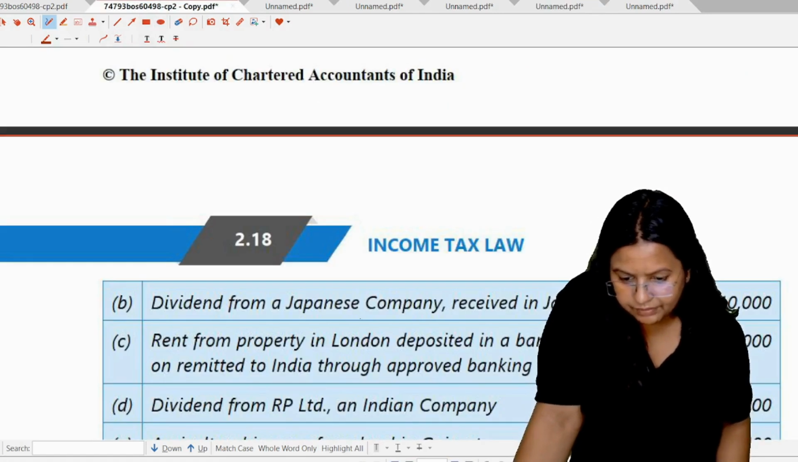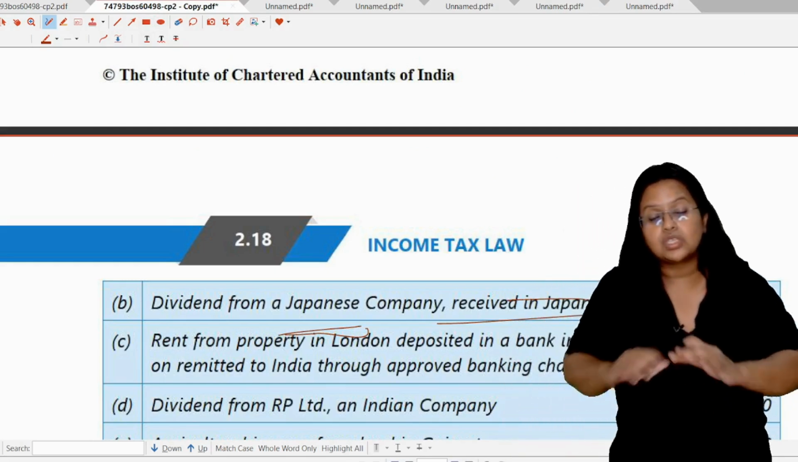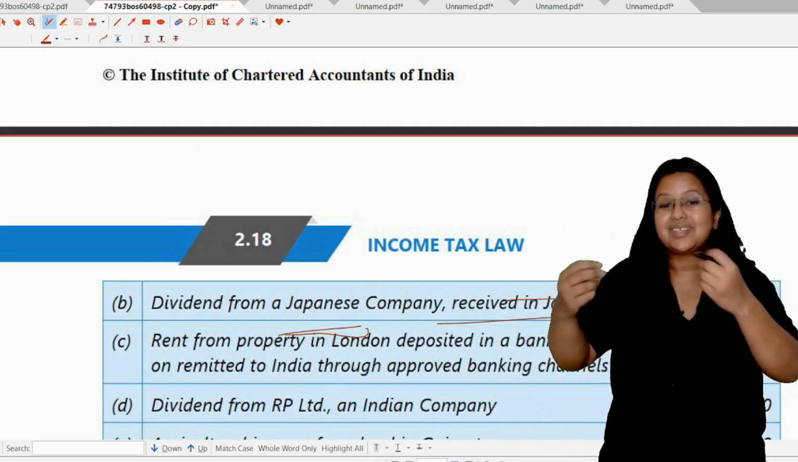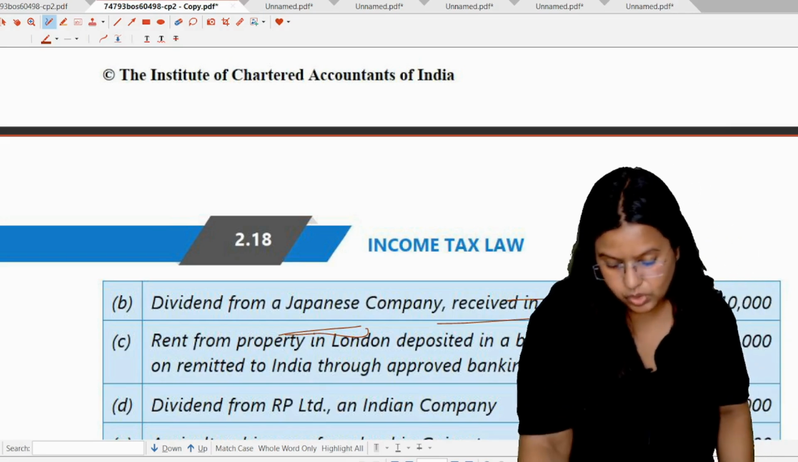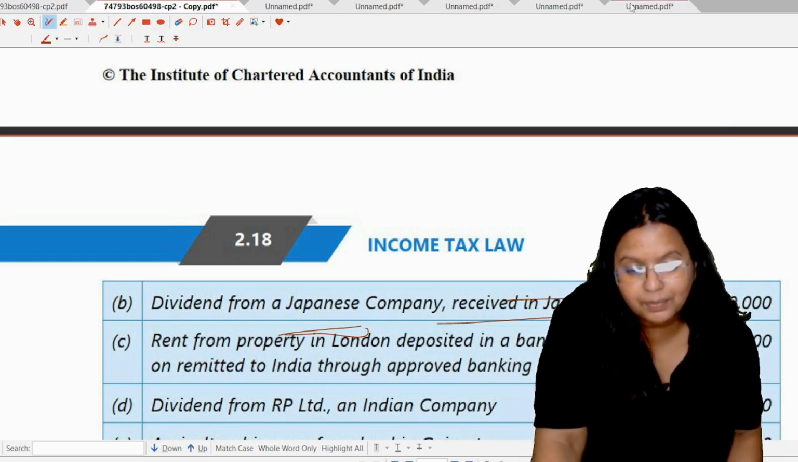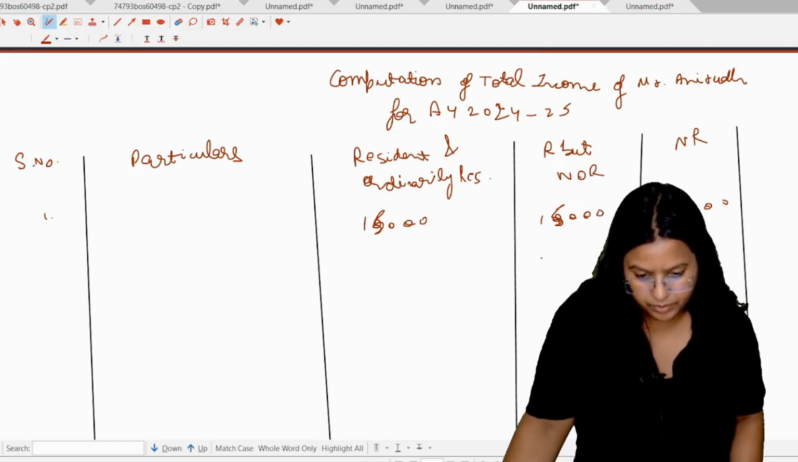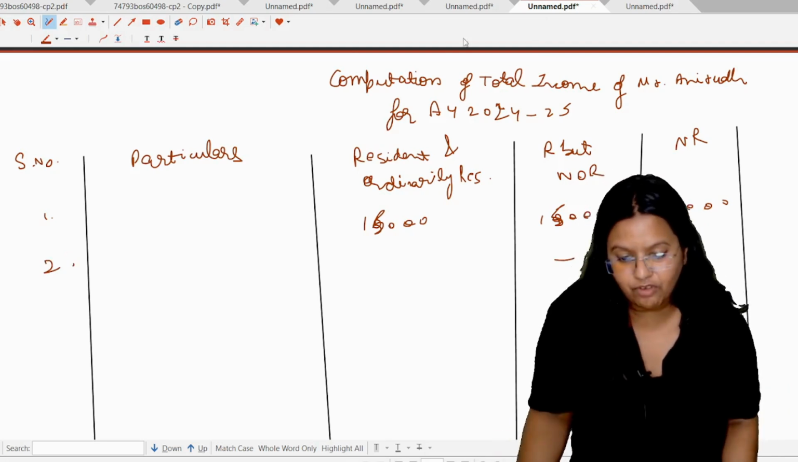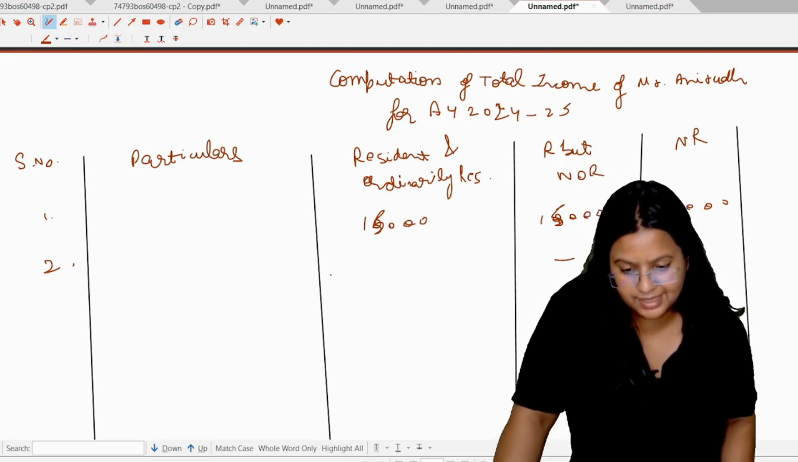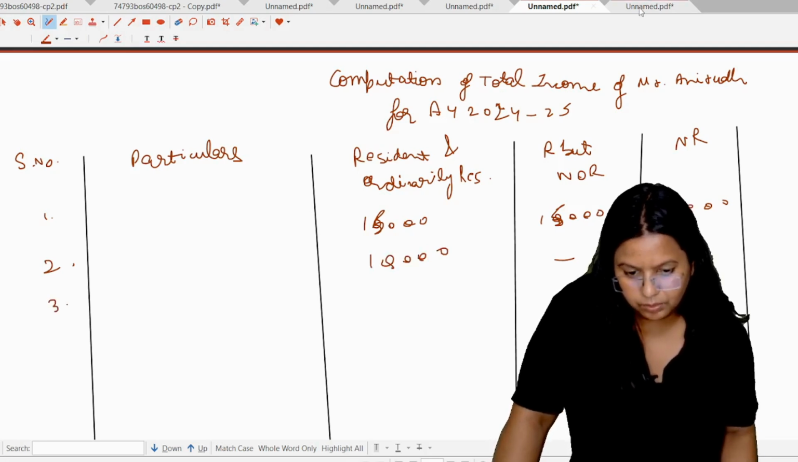Next point, dividends from a Japanese company received in Japan. It means no income source, no accrual point, no receivable point, not any kind of point in India. So students, this income will not be taxable for NR and will not be taxable for NOR. But as every income is taxable for a resident and ordinary resident, this income will be taxable for this person.